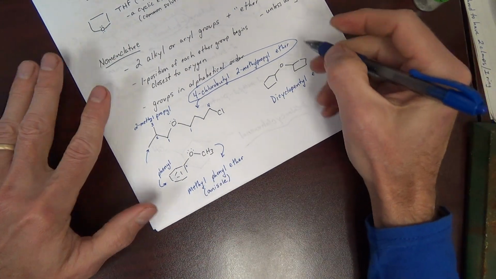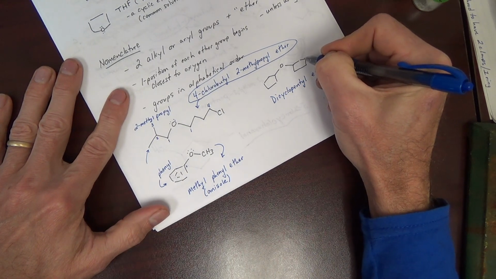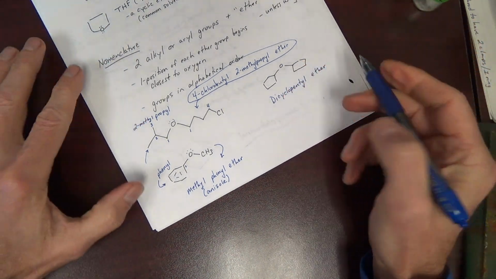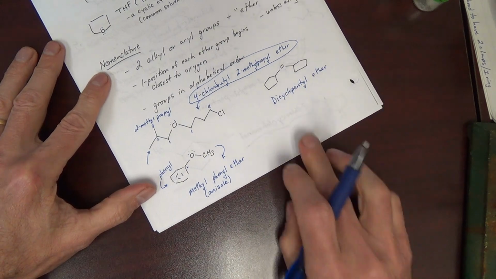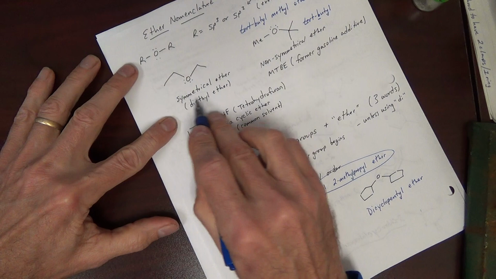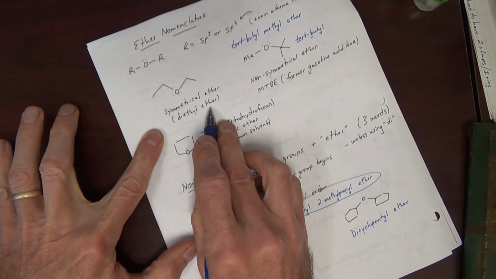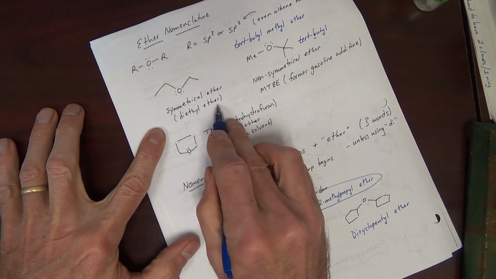We don't need to worry about 1 position, but of course if we did, that would be 1. If there was a chlorine here but not here, then we would have 2 different substituents. It would be a non-symmetrical ether, and then we would need 3 words. Now we actually saw back up here a symmetrical ether, and we called it diethyl ether. And hopefully you see why it's called diethyl ether.